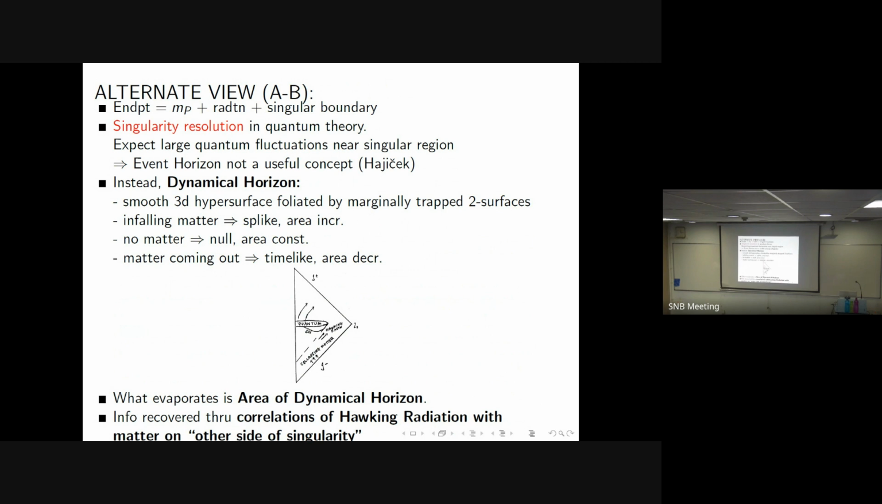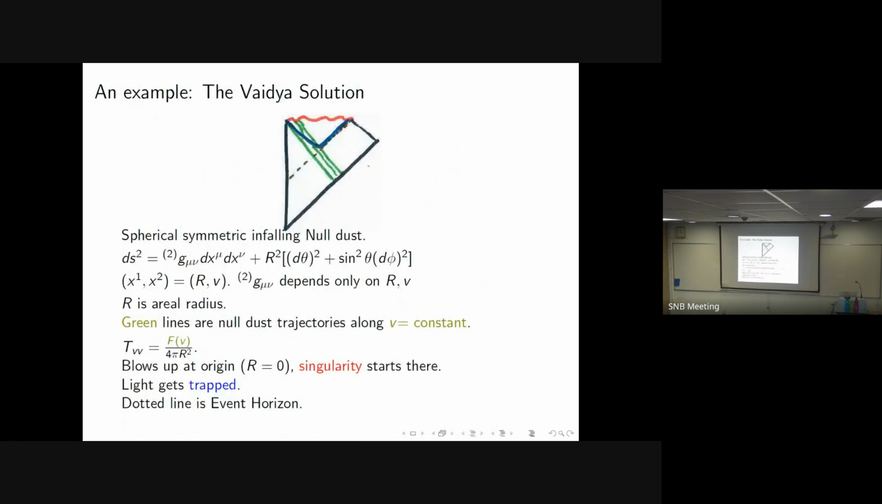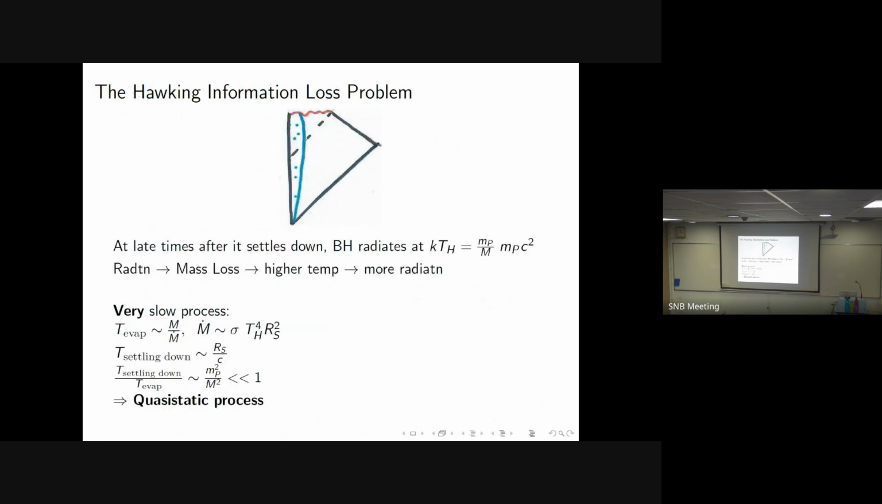So instead of that, we already have something nice, because I told you about these trapped surfaces and the light converging. That's a good proxy for a black hole. And one defines, this is what I defined, a concept of a dynamical horizon, which is a smooth three-dimensional hypersurface foliated by marginally trapped two-surfaces. This is exactly what the Vaidya situation was. So every point is a two-sphere, and this is a three-dimensional marginally trapped surface, foliated by marginally trapped two-spheres.